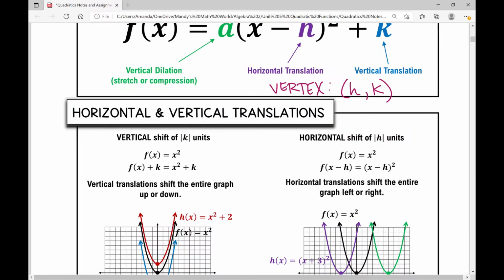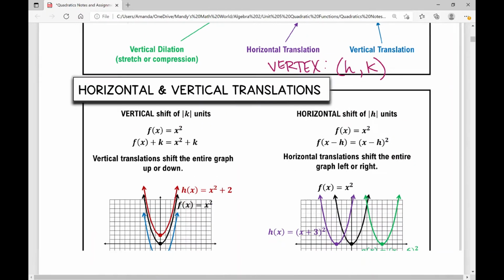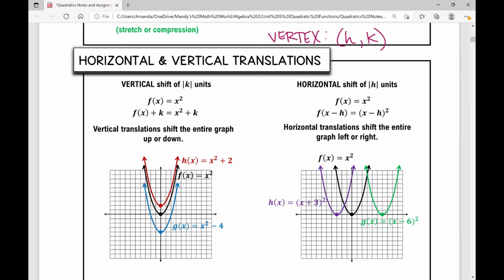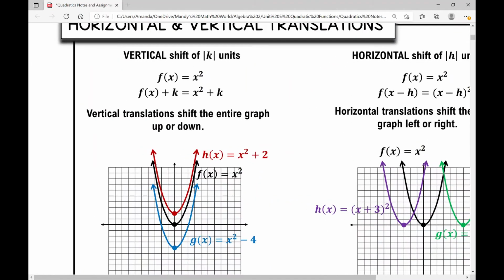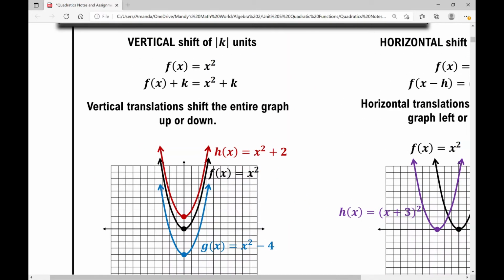And the first thing we're going to talk about is your vertical translation. So are you moving that quadratic up or down? Your vertical shift is the absolute value of k units. That's just a fancy way of writing, k, are you moving it up or down that many units. So let's get into what really matters. A vertical translation will shift your entire graph, like every single point on your graph will move up or down.